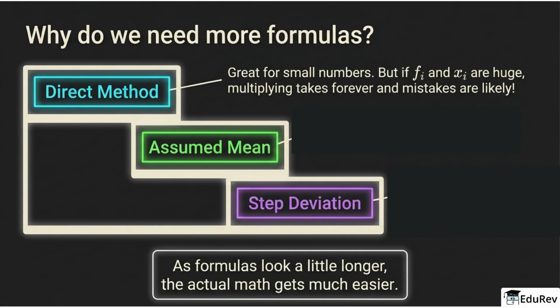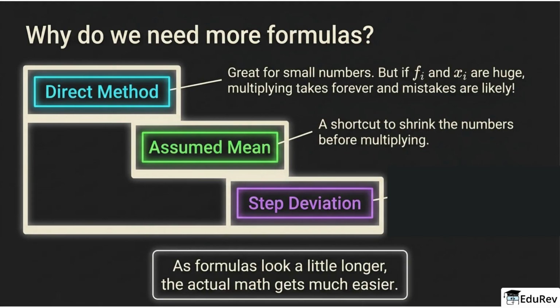The truth is, the direct method is great for small numbers. But if your f sub i and x sub i values are huge, multiplying them takes forever and mistakes are highly likely. That is why we have 2 other methods.